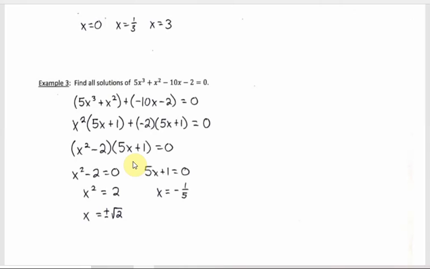And then the zero product property again, either x squared minus 2 equals 0 or 5x plus 1 equals 0. If x squared minus 2 equals 0, then x squared is equal to 2, so x is equal to either positive or negative radical 2. And then if 5x plus 1 equals 0, then x would have to be equal to negative 1/5.